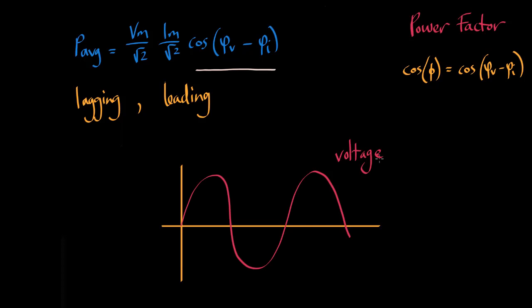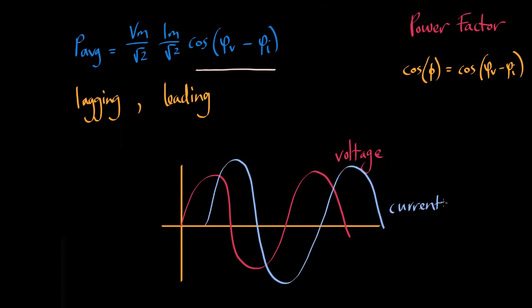Here's a voltage waveform, and here's its matching current. You can clearly see here that there is some amount of lag between the two signals. In this case, we have a lagging current, meaning it's an inductive load.